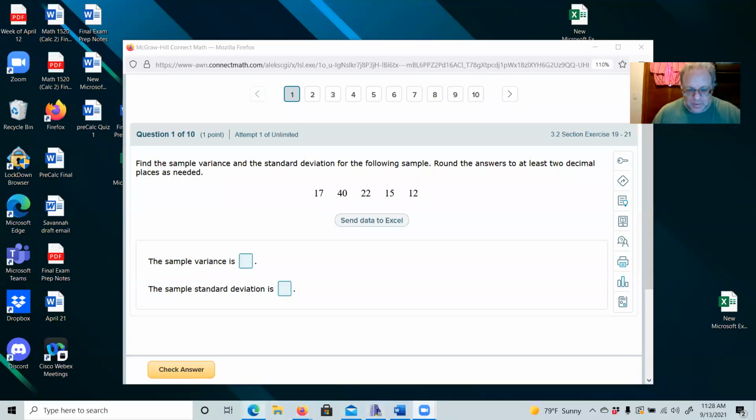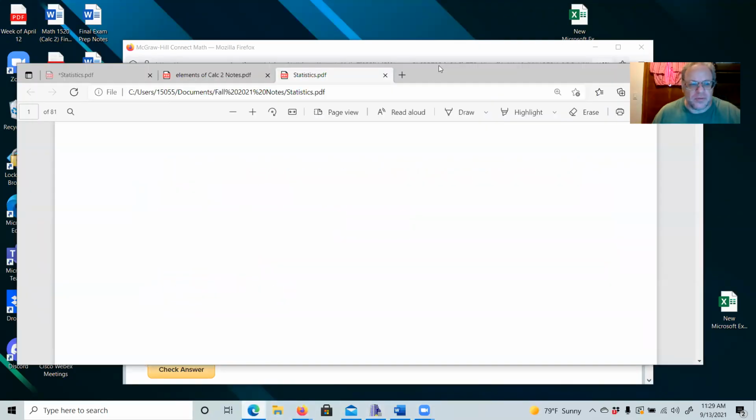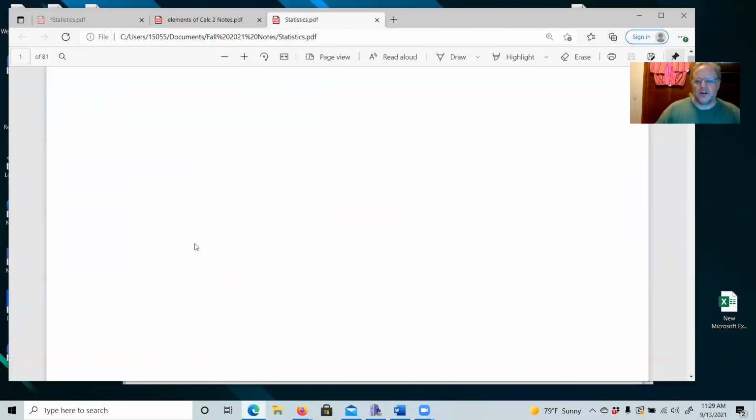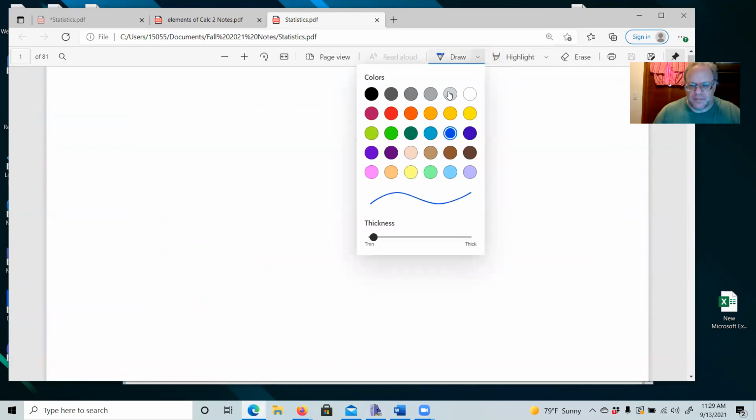Okay, cannot minimize. Great. Share my screen so we can have a look at how to find a standard deviation. Okay, so here we go. There we go. Beautiful. Okay, so we have measures of spread. Okay, that's what we're talking about today. Measures of spread.